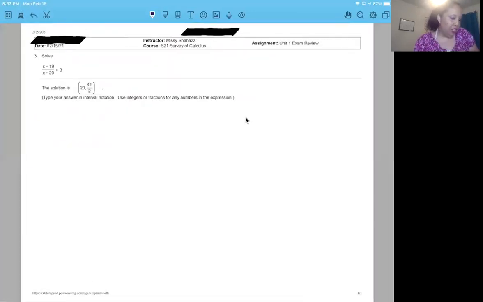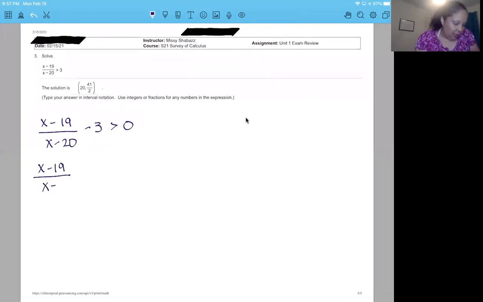All right, next question is 3. So this is similar, but one side does not equal 0. Which means I need to make the one side set equal to 0. So I'm going to subtract 3 from both sides, and make that greater than 0. Now I'm going to find a common denominator. The common denominator is x - 20. So I have (x - 19)/(x - 20) - 3(x - 20)/(x - 20) is greater than 0.